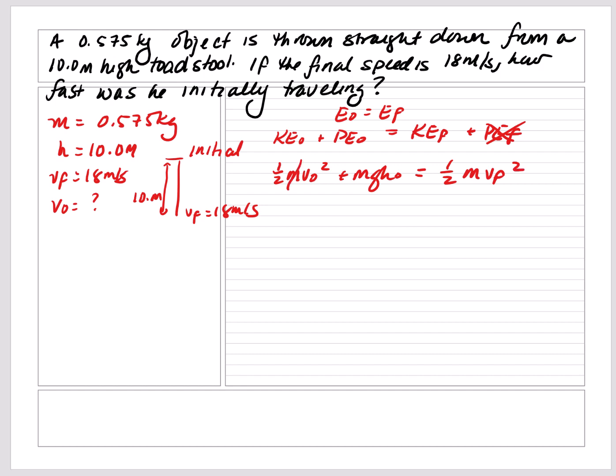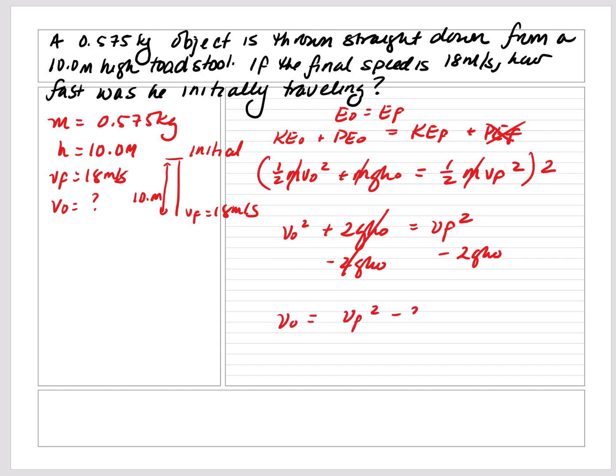I'm going to cancel all the m's out because they're the same. Then I'm going to multiply the entire thing by 2 to get rid of the half from the initial velocity. So that becomes v0 squared plus 2gh0 equals v final squared. I'm going to subtract 2gh0 from both sides. This cancels out. So v0 equals the square root of v final squared minus 2gh0.